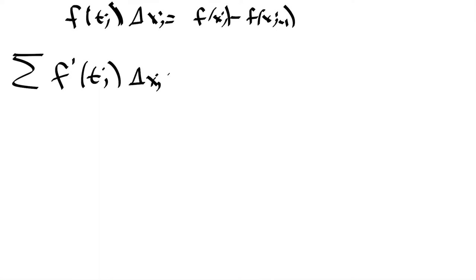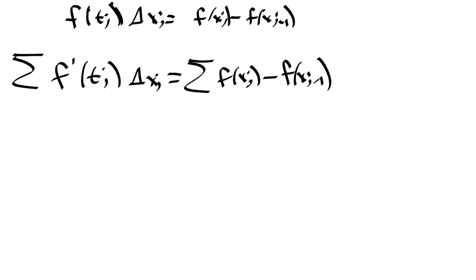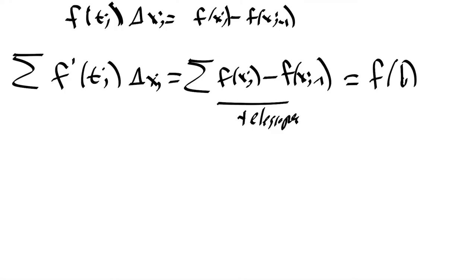f prime of tj, because t is our point we chose by the mean value theorem, so that means the sum of f prime of tj delta xj is the same as the sum of f of xj minus f of xj minus 1. But this is telescoping. And since this telescopes, all we end up with is the very first term and the very last term. So we end up with f of b minus f of a.